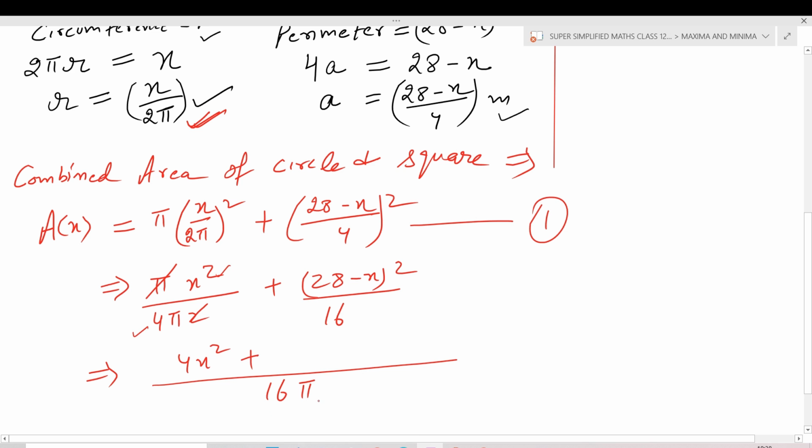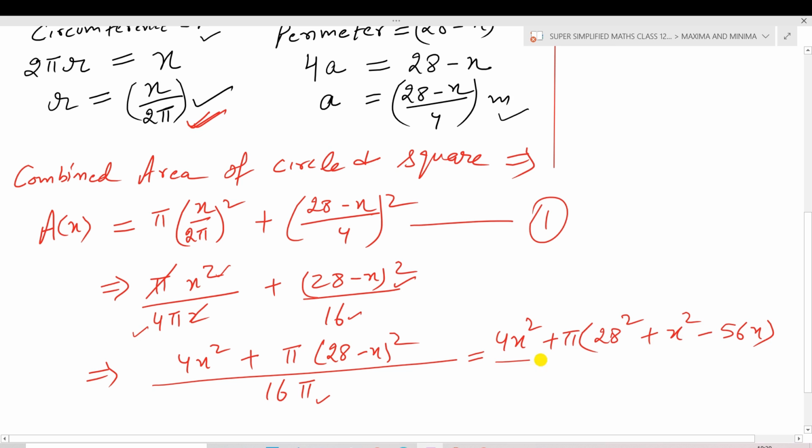We multiply that pi with the expression (28 minus x) whole square. So this is the LCM that we have taken. Now we simplify it further. 4x square plus pi. Now we find out the whole square of 28 minus x. 28 square plus x square minus 56x, and the whole thing divided by 16 pi. So now we solve this expression further.